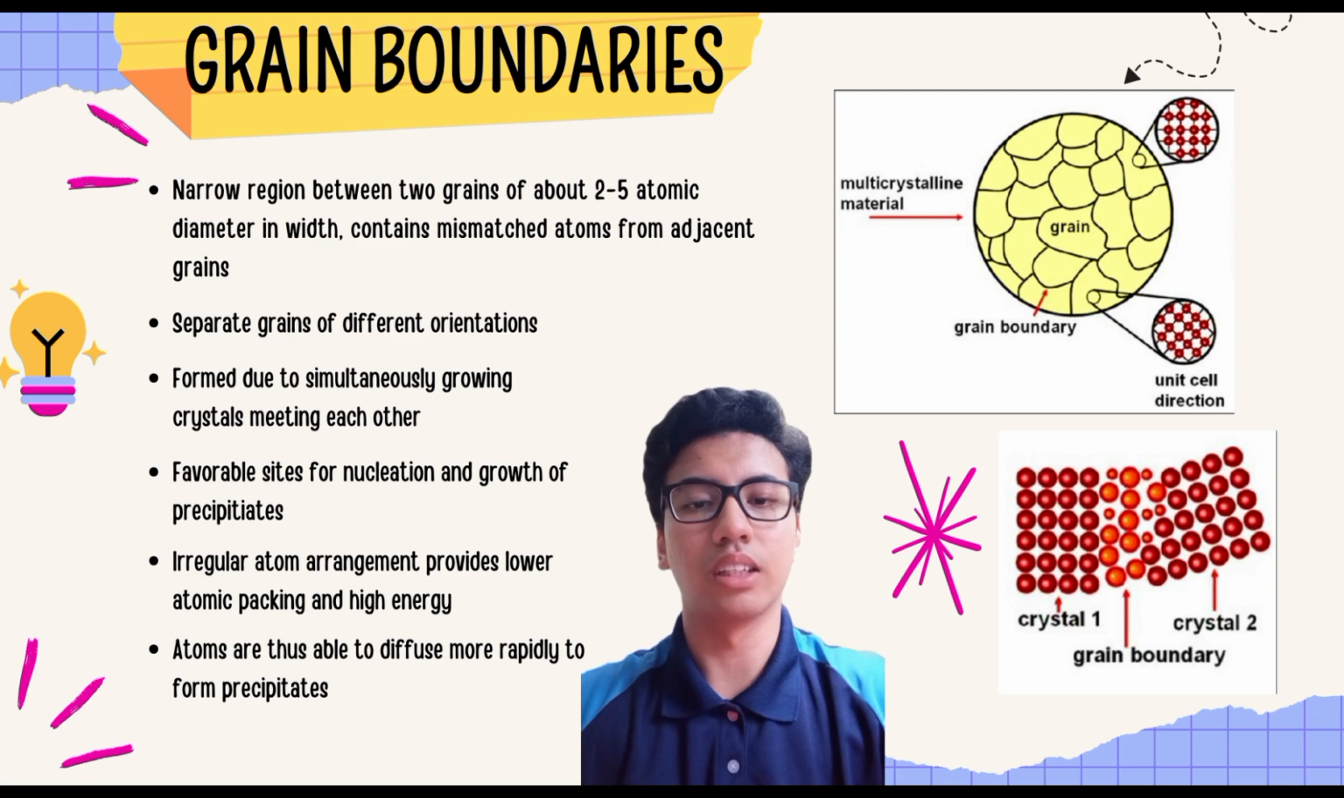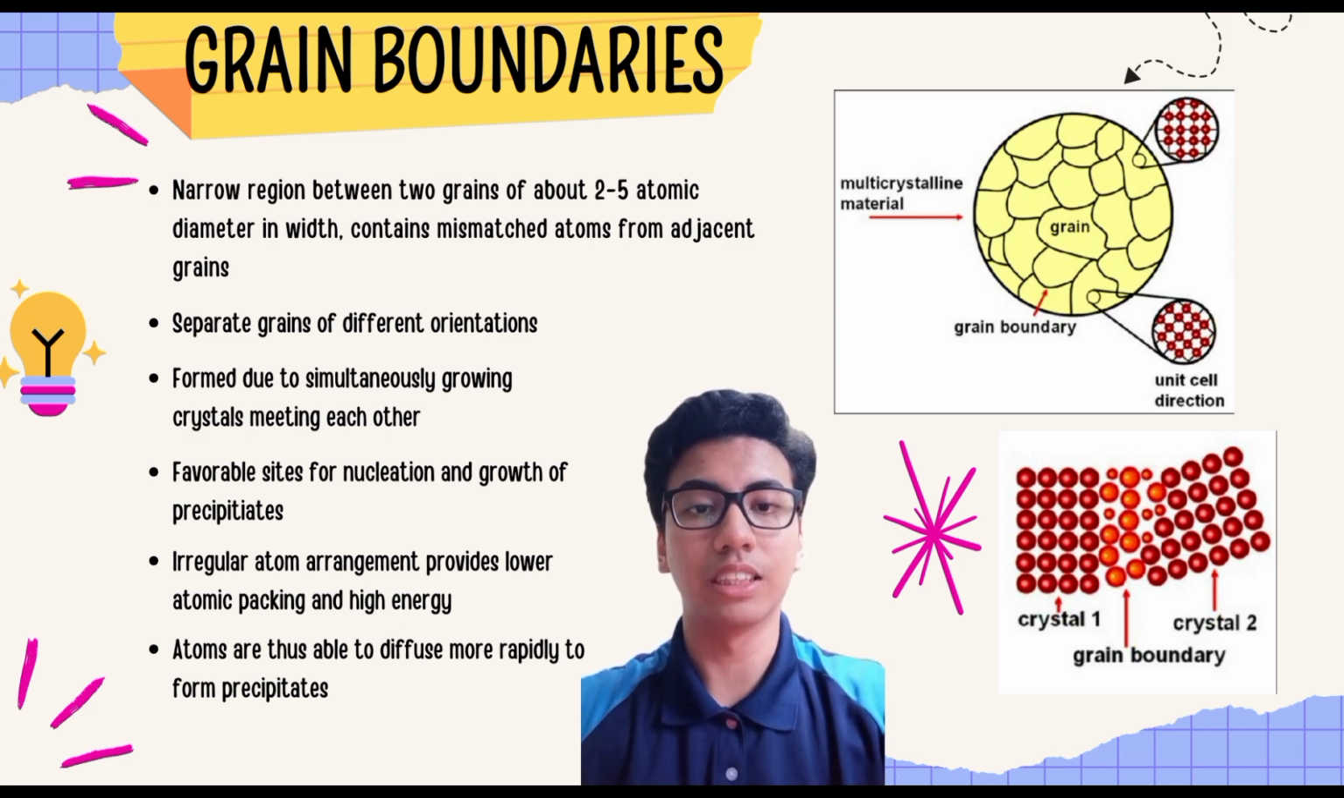Grain boundaries are a narrow region between two grains of about 2 to 5 atomic diameters in width, containing mismatched atoms from adjacent grains. It is located between separate grains of different orientation. As you can see from the photo in this slide, there are crystal 1 and crystal 2, and in the middle there is the grain boundary.